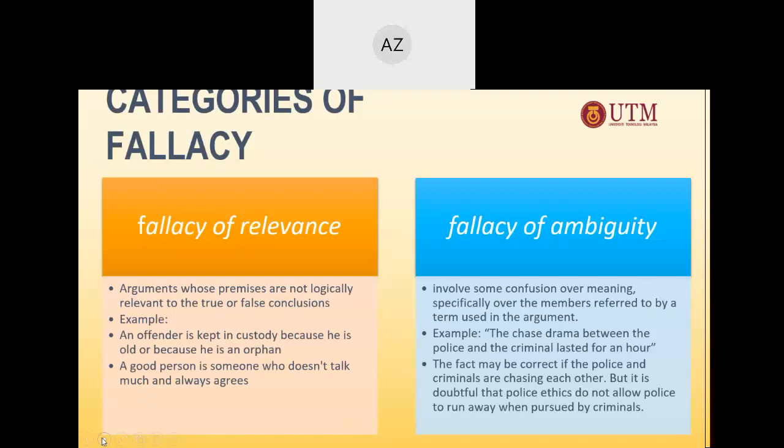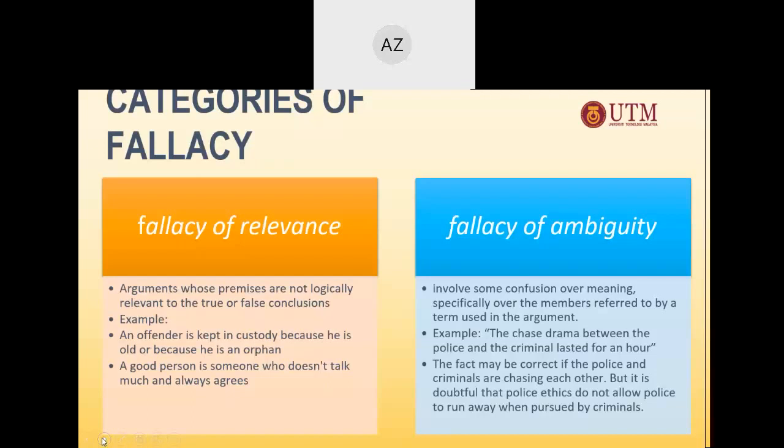And then the second fallacy is fallacy of ambiguity. Fallacy of ambiguity involves some confusion over meaning, specifically over the members referred to by a term used in the argument. For example, the chase drama between the police and the criminal lasts for an hour. The fact may be correct if the police and criminal are chasing each other, but it is doubtful, as police ethics do not allow police to run away when pursued by a criminal.